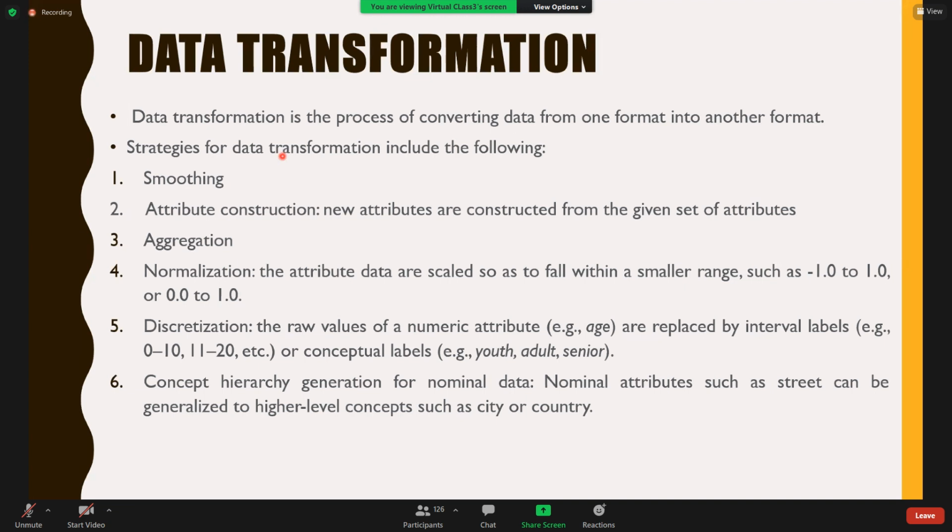Here, the data will be scaled such that it will fall within a smaller range. The data will be converted into a smaller range. The range will be changed. So we'll fit the total data within -1 to +1 or 0.0 to +1. We'll see these normalization techniques in today's class.